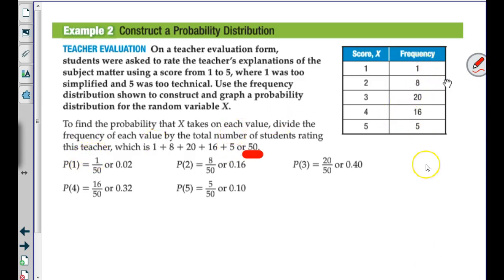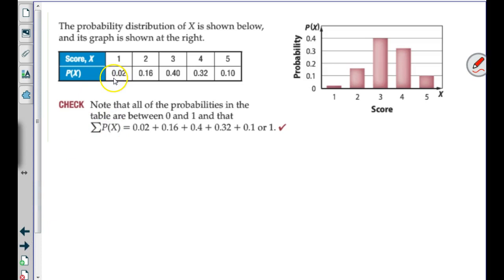So there are 50 students if we add these all up. To find the probability of each score, one person said 1, so 1 divided by 50. 8 people gave a score of 2, so 8 divided by 50 was 0.16, and so on. And then they put it into a little table. So a score of 1 was given very rarely, but a score of 3 was most often, and 4 was pretty often as well. Everybody good? Because we're going to have to do this in a second, okay? They put it in a little table.